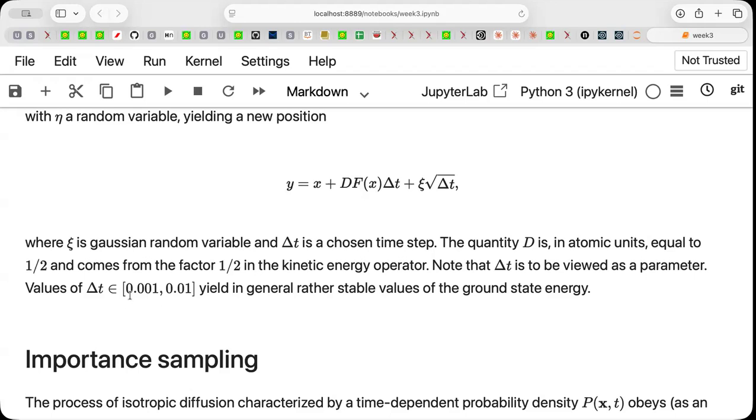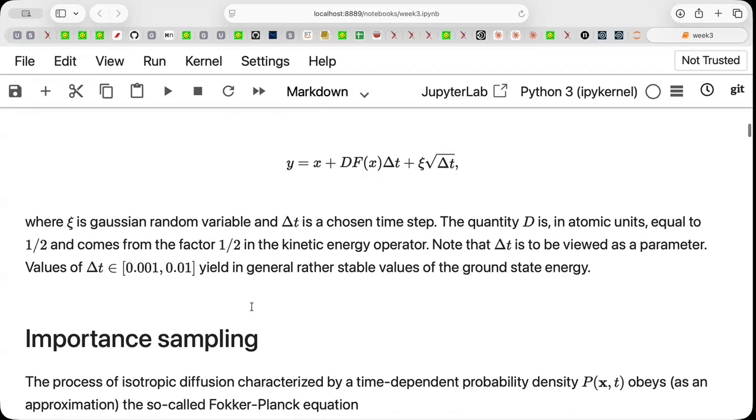If you make it too small, then the jump in space you will make will be very small. That means that you will basically stay close to the same point where you started, and you will not be able to sample larger parts of the functions you want to integrate. If you make it too large, suppose you set it to 0.1 or 1, then you will be jumping in and out of the probability distribution. And that will also give you poorer results.